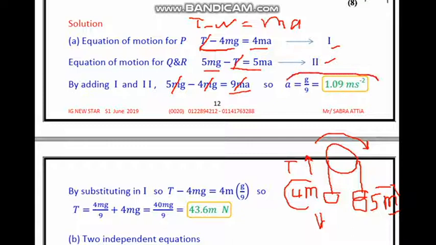Now we get the value of a. We can replace it in the first equation to get T. So T equals 4mg plus 4ma. Replace a with the value g over 9, its exact value, not the approximated one. So T equals 4mg over 9 plus 4mg, which is 40mg over 9, approximately 43.6m Newtons. I hope you got it.